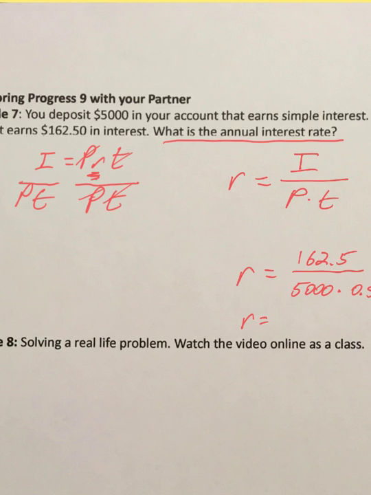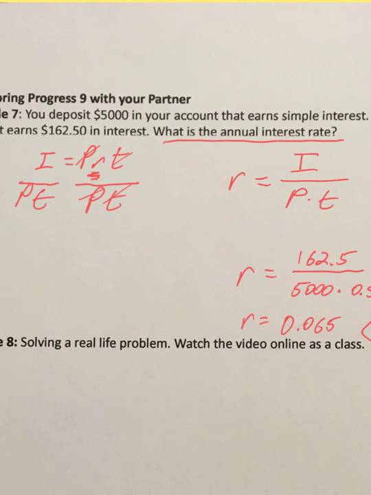It is 0.065. If you move the decimal over two places to the right, that is the percent rate. There's two ways to write it. You could write it as 0.065, or if you're a banker, you would probably write this as 6.5%.